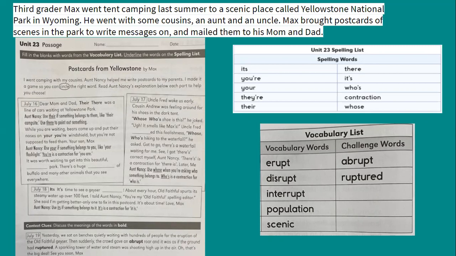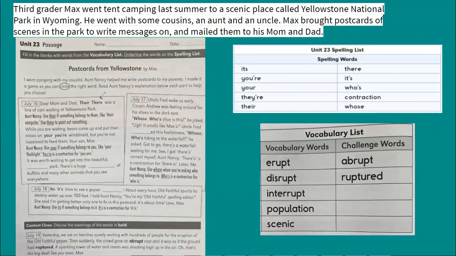July 16th, dear mom and dad. So you're going to circle the correct word here. Would it be this there or this there? And you're going to circle the one that would make the most sense. There was a line of cars waiting on Yellowstone Park. Aunt Nancy, I'll go ahead and do it just so you know, get a pen. So for this there, it would be this one because it's a place, okay?